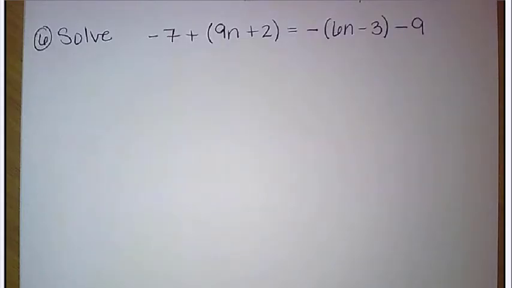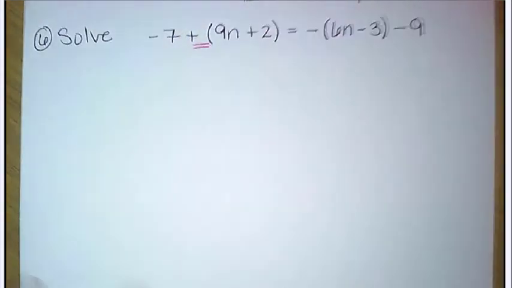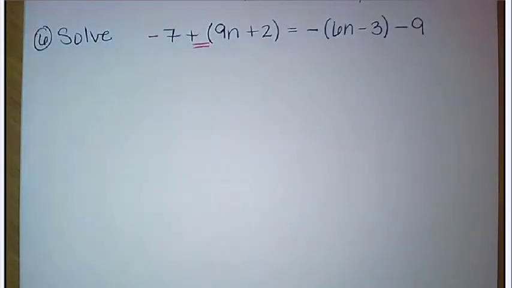So for the last problem that we're going to do, it's very similar to the number 5 that we just finished doing. But I wanted to do this one with you because a big mistake that people make for this particular problem is because there's not a number sitting here in front of my parentheses, a lot of people want to try to distribute that negative 7.